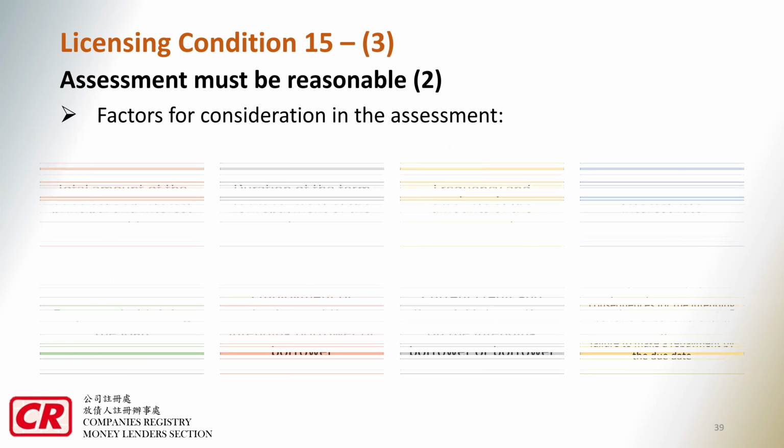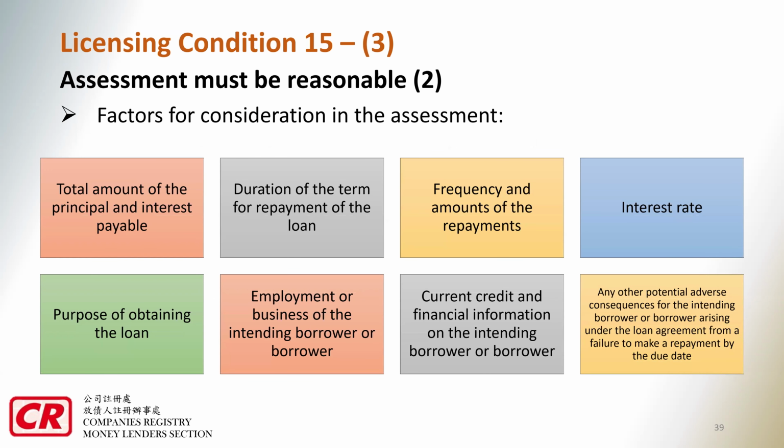And in carrying out the assessment, the moneylenders shall consider the following factors, including the total amount of principal and interest payable, the duration of the term for repayment of the loan, frequency and amount of the repayment, interest rate, the purpose for obtaining the loan, the employment or business of the intending borrower or borrower, current credit and financial information on the intending borrower or borrower, and any other potential adverse consequences for the intending borrower or borrower arising under the loan agreement from a failure to make repayment by the due date.